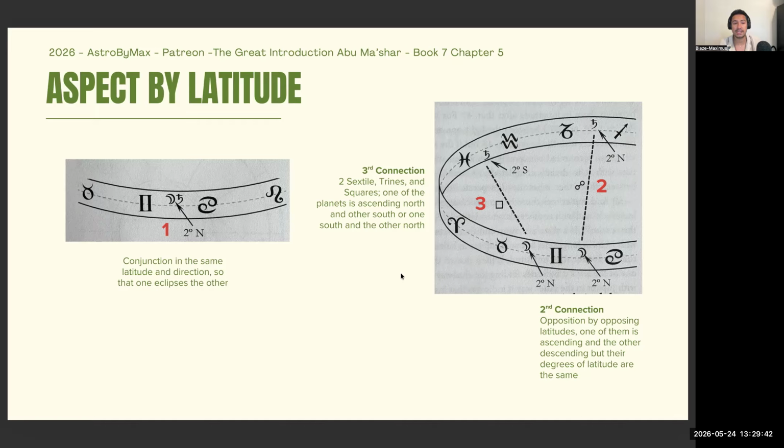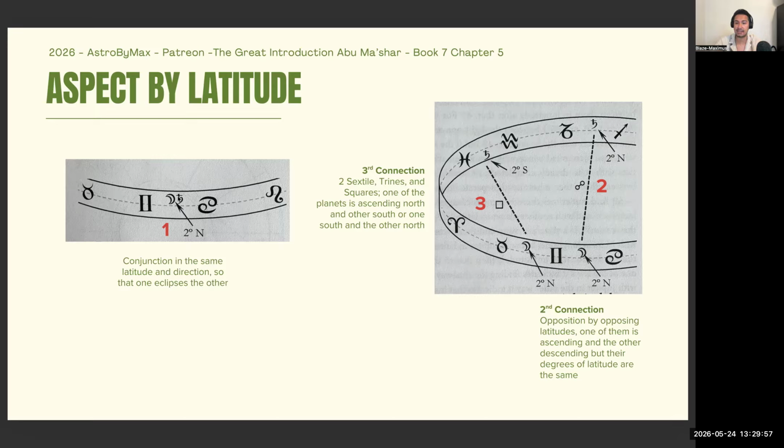And so here we see that the moon and Saturn are at 2 degrees north in Gemini. So this is our first consideration, that they're both conjoined in the same latitude. They're both up in that northern latitude and in the same sign, and they're conjoined.